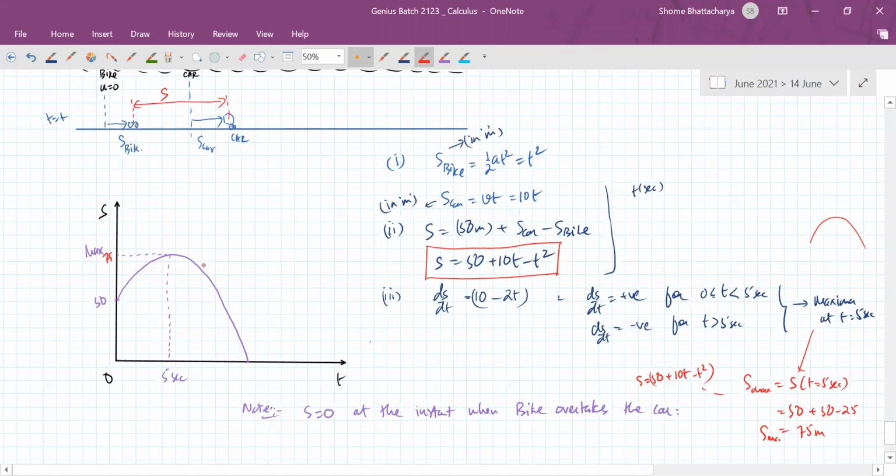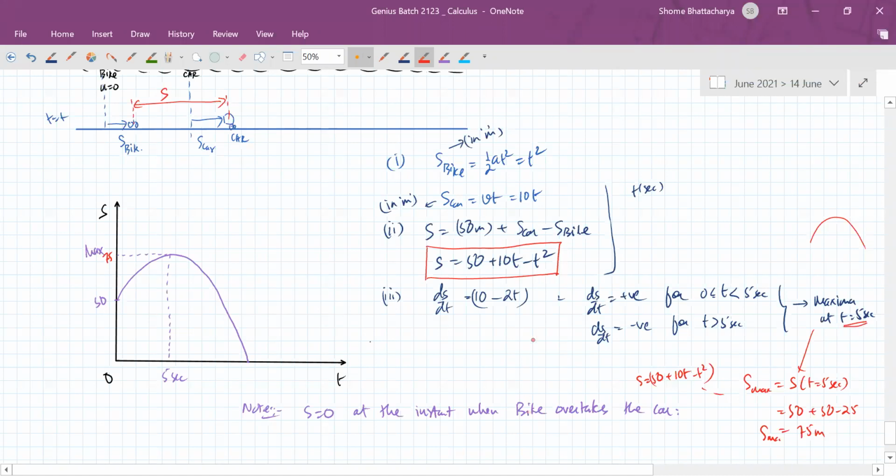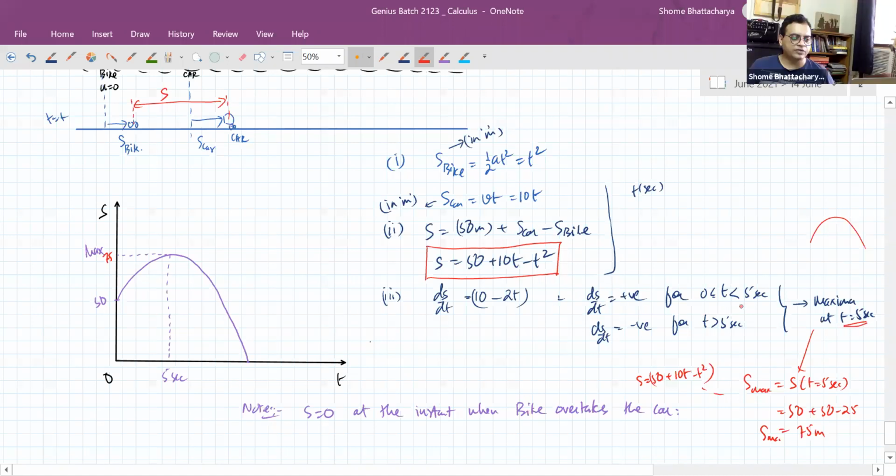Okay, and wherever it reaches the peak point, the slope is 0. So put ds by dt equal to 0. So what point do you get? 5. Okay. Now, you can see ds by dt is positive before 5 and negative after 5. So it's reaching the peak point exactly at t equal to 5.